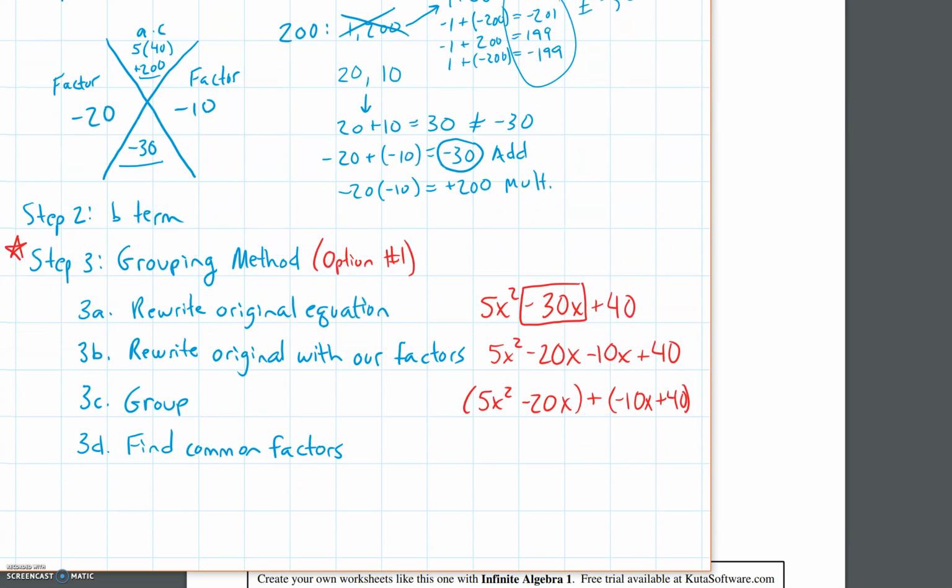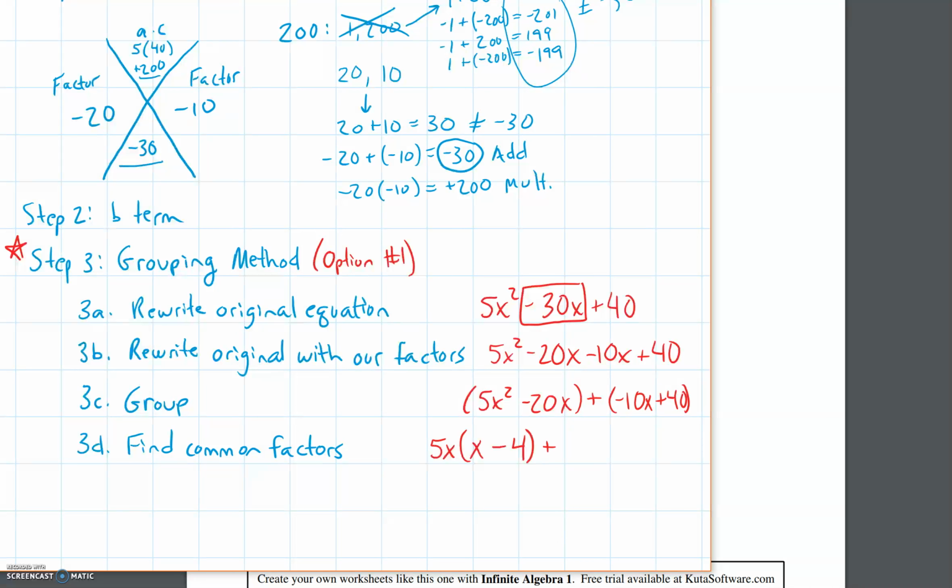So the next idea is to find common factors. What's common between 5x squared and 20x? Well, 5x goes into both of them. 5x times x is 5x squared, minus 5x times what gives us 20, so 5 times 4, and it already has an x, so we can stop the grouping there.